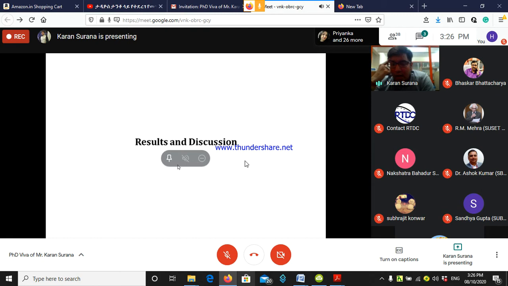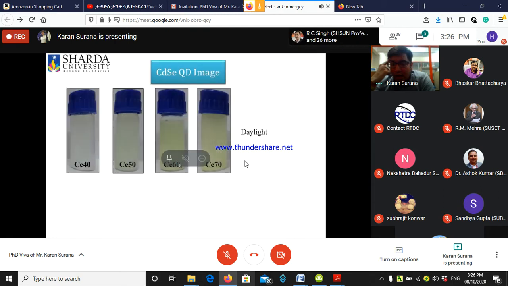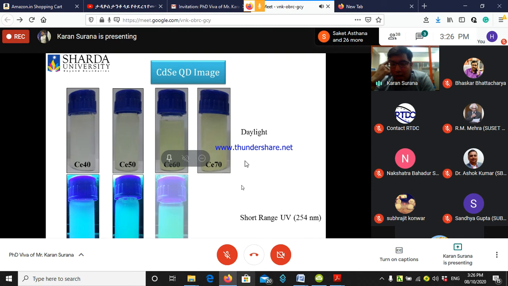Now moving on to the results and discussion part. These are the four sets of CdS QDs which were prepared: C40, 50, 60, 70. A small amount of the powder, which we saw in the image earlier, was taken with water and mixed properly, and this is the image observed in daylight. Under short range UV light, we could see prominent luminescence ranging from light blue to light green color. This basically shows that the QDs are of high quality.